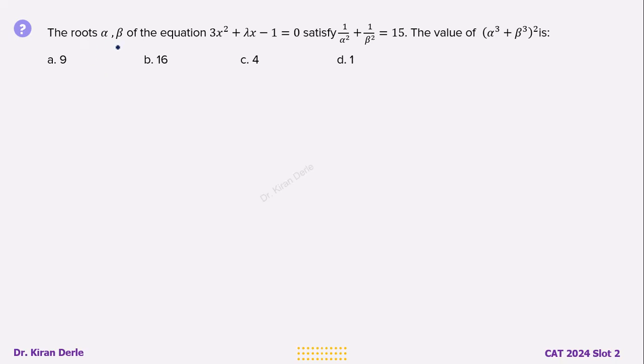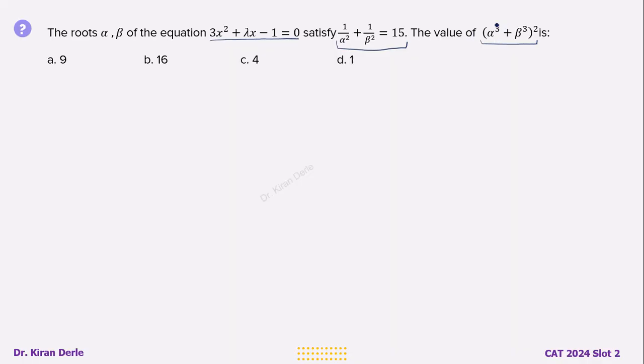The roots alpha, beta of the equation 3x² + λx − 1 = 0 satisfy 1/α² + 1/β² = 15. Then the value of (α³ + β³)² is.